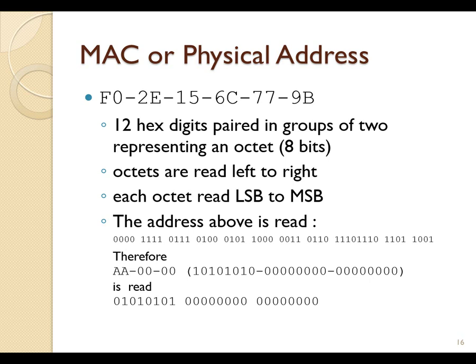Another way to look at that, therefore, is if we look at AA0000 and look at what we would interpret that as, 10101010 followed by 16 zeros, it's actually read as 01010101 followed by 16 zeros.